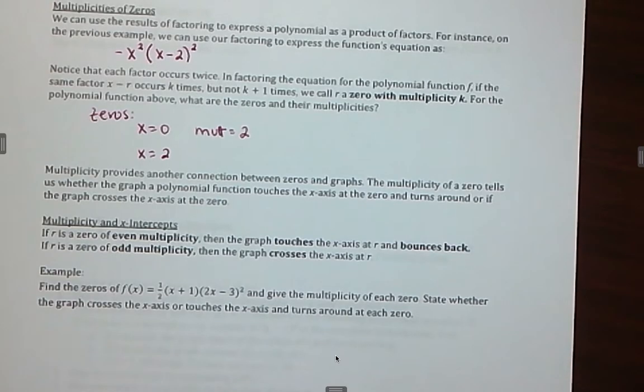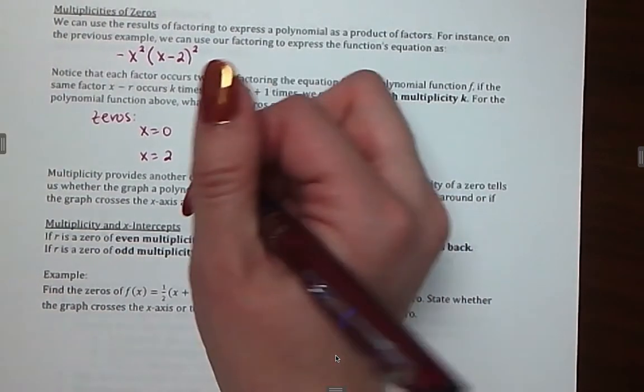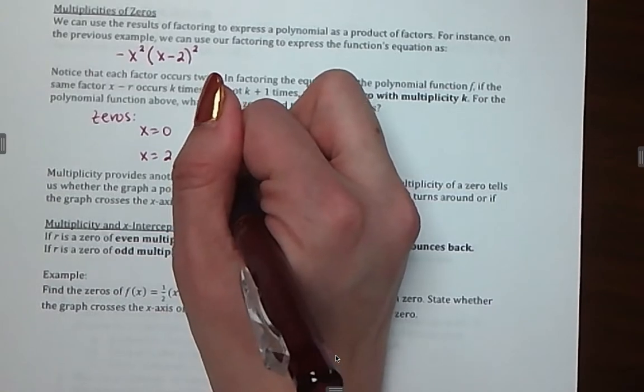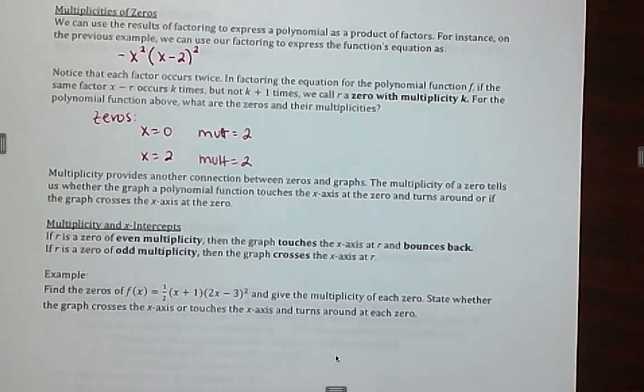What about when x equaled 2? What was the multiplicity? Also 2. Okay, so that's all that's saying: how often is it occurring? So based off that, that tells us what happens at the x-axis. Multiplicity provides another connection between zeros and the graphs. The multiplicity of a 0 tells us whether the graph of a polynomial function touches the x-axis at the 0 and turns around, or if the graph crosses the x-axis at the 0.